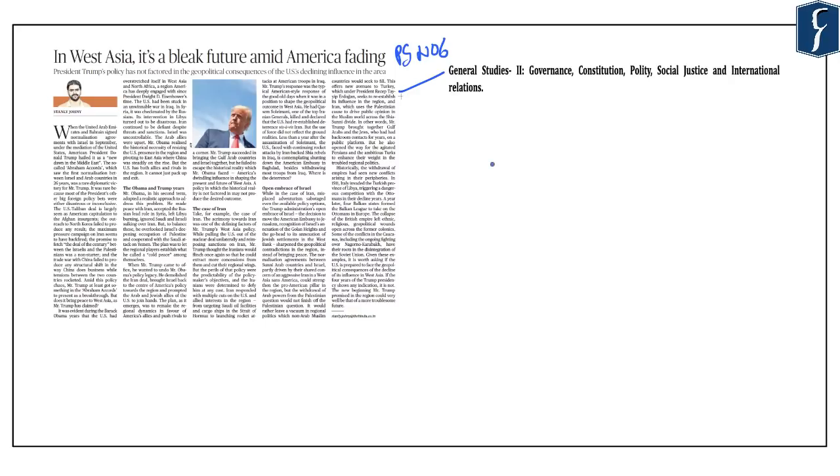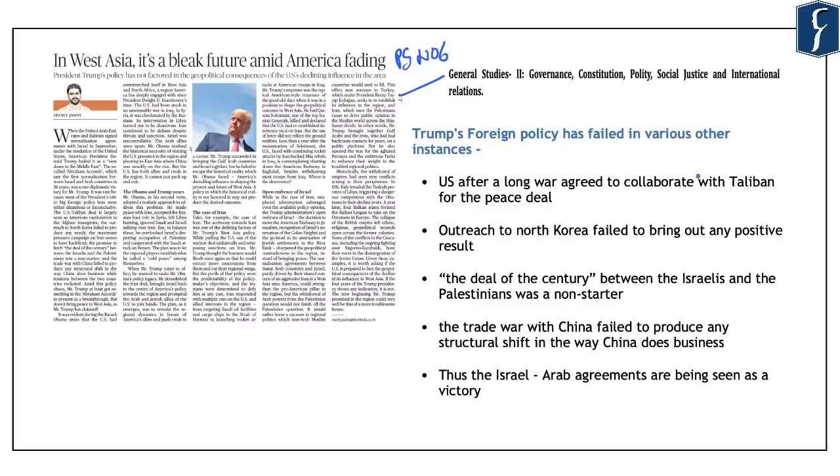So let us first look at the areas in which the foreign policy of the Trump administration has failed in the recent past. So in this regard, the author says that the Trump administration's foreign policy has failed with regards to Afghanistan. And in this, the United States of America has agreed to collaborate with the Taliban for the peace deal after a long war. So this shows a kind of compromise on the part of the Trump administration.